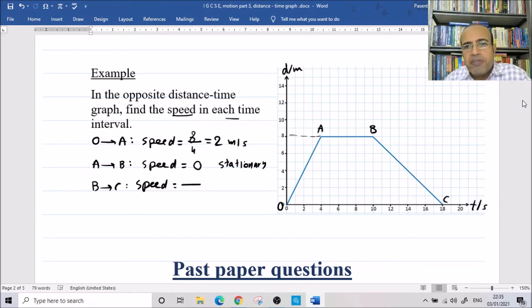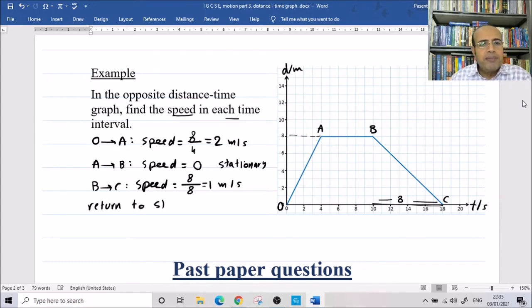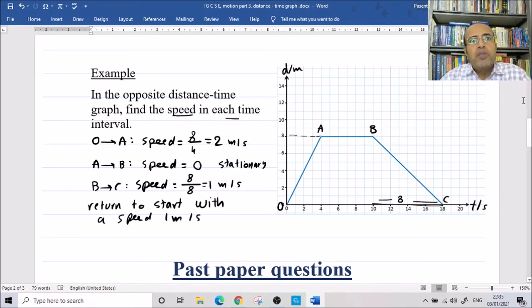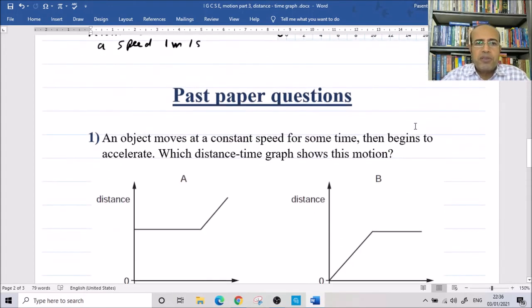So the speed equals the vertical change. We take the magnitude value. We don't take the negative because it is a speed. Speed is a scalar. So the vertical change is 8 over the horizontal change from 10 up to 18, which means the horizontal change is 8. So 8 divided by 8 equals 1 meter per second. It means returning to start with a speed of 1 meter per second. Let us solve the questions from past papers about this topic.